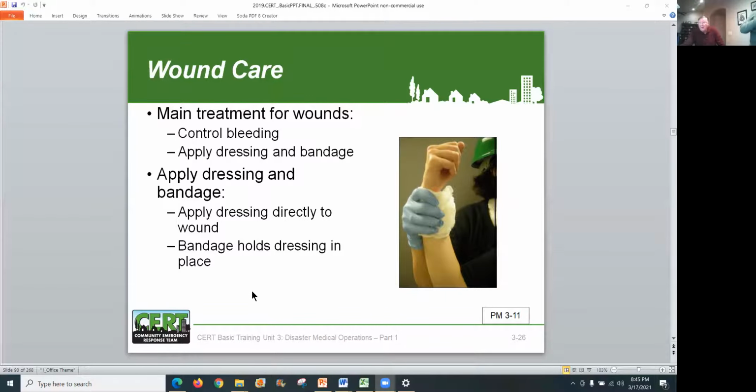By dressing directly to the wound, making sure you wash it off before, as much as you can, anyway. And then soaking the bandage and just hold it in place. You're going to be holding that for a while until maybe either the patient can do it, or a family member can hold it in place. And you can move on to somebody else.